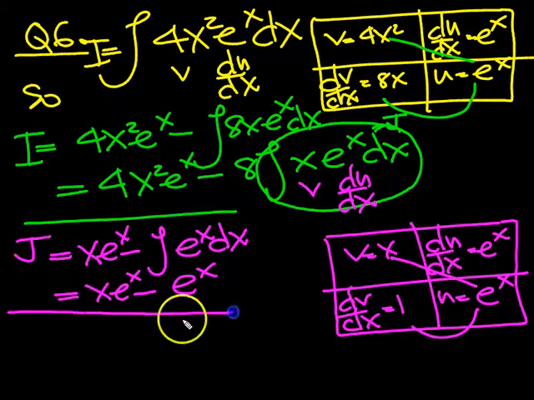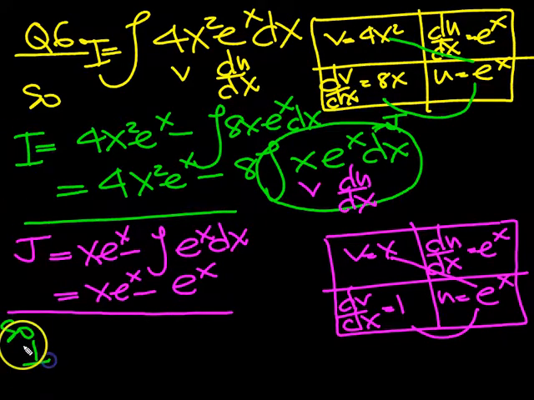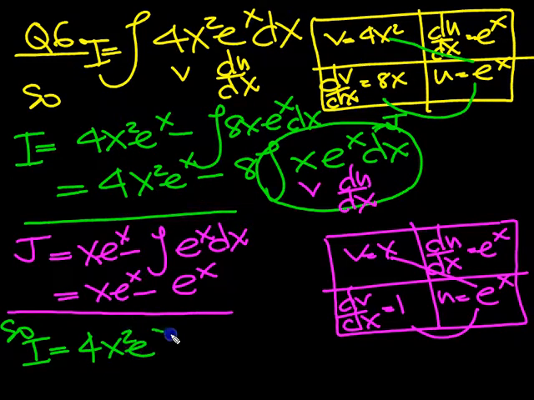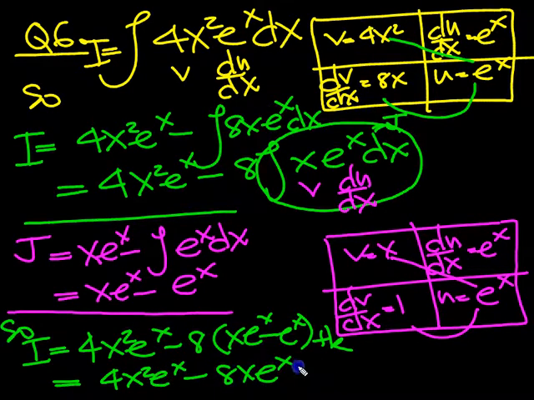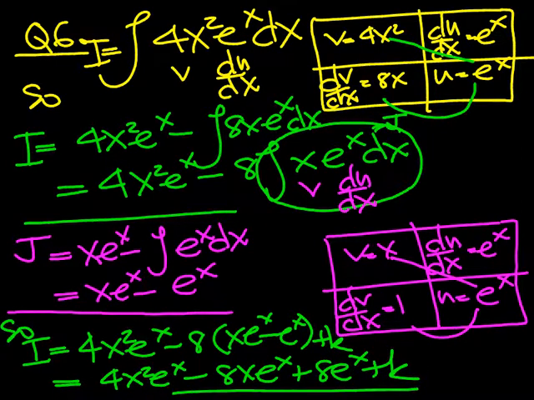Let's draw a line across the page and we can finish off with our original problem. So I equals then, we've got 4x squared e to the x minus 8 of j, which is x e to the x minus e to the x bracket, plus a k at the end. And let's just squeeze it in down here. It's 4x squared e to the x. Expand the bracket, minus 8x e to the x, and then you've got a plus, haven't you? 8e to the x plus a k. There we go. That's the final problem then, that's the solution.